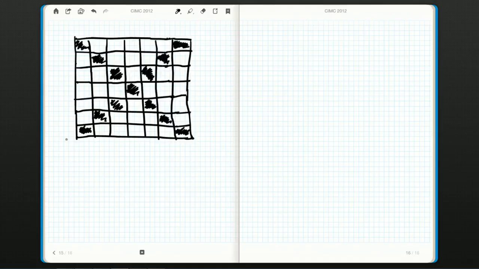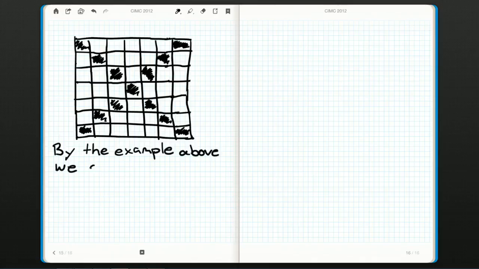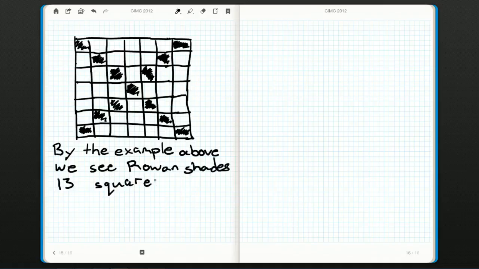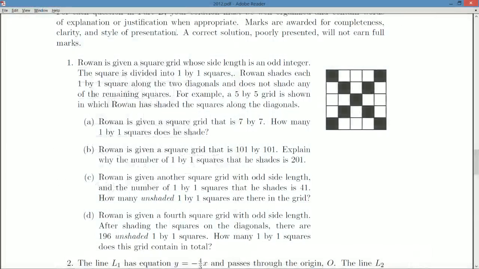And we might give a little bit of an explanation. So we might say something like, by the example above, we see Rowan shades 13 squares. Alright, so let's go back to the question, just double check. Rowan is given a 7 by 7 square grid. We drew that. How many 1 by 1 squares does he shade? We were able to accurately demonstrate that with a picture. Proof by picture, perfectly valid.